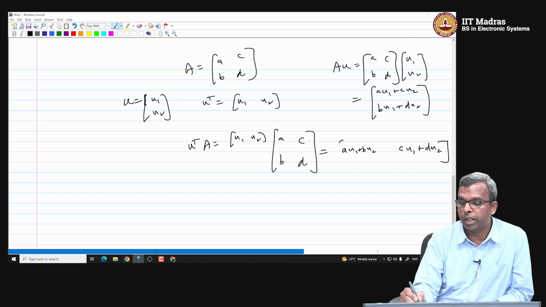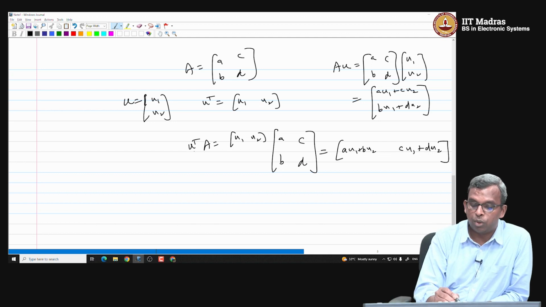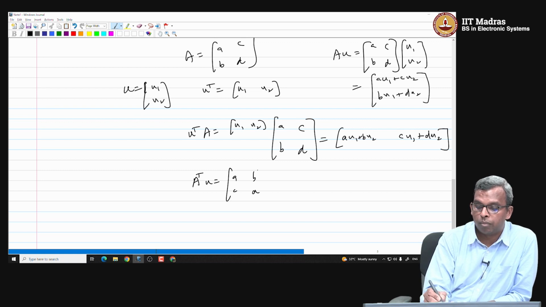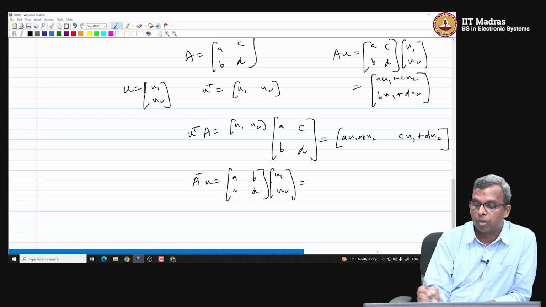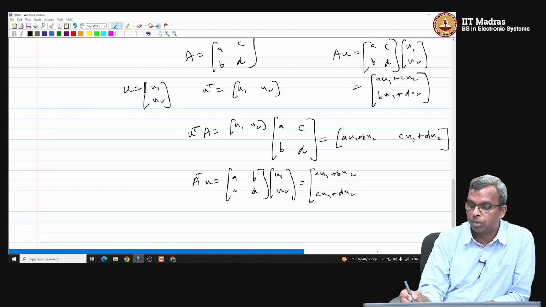You will get a row vector like this. Do you see what you get when you do U transpose A and then AU? You get these two guys. Now you can also see the other things around. You can also see A transpose U. What is A transpose U? It is A, C, B, D, right? A transpose multiplying U1, U2. That will give you AU1 plus CU2, BU1 plus DU2. So notice these two are transposes of each other.